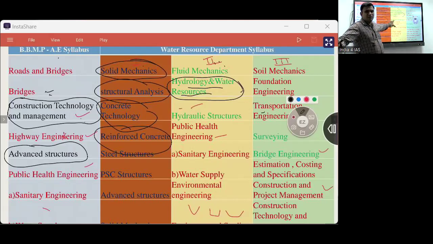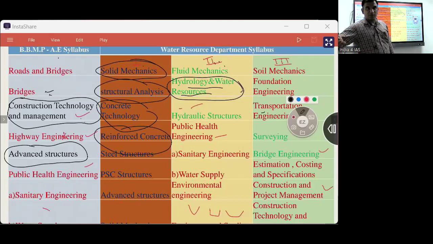They will twist and they will give. Okay, we'll show a few question papers of how they will ask. Next, coming to the part of transportation engineering. So as I told, transportation is a big subject.